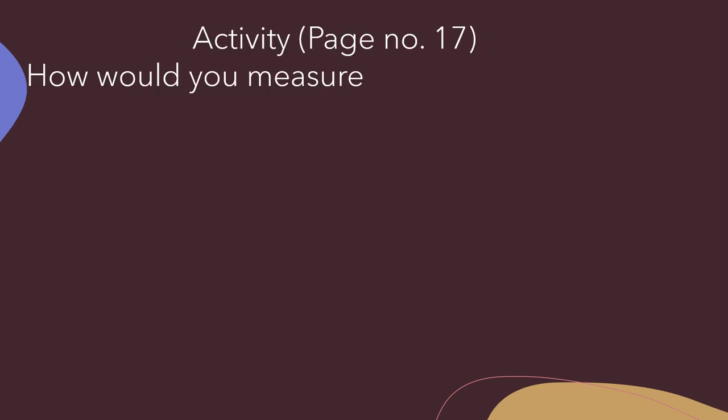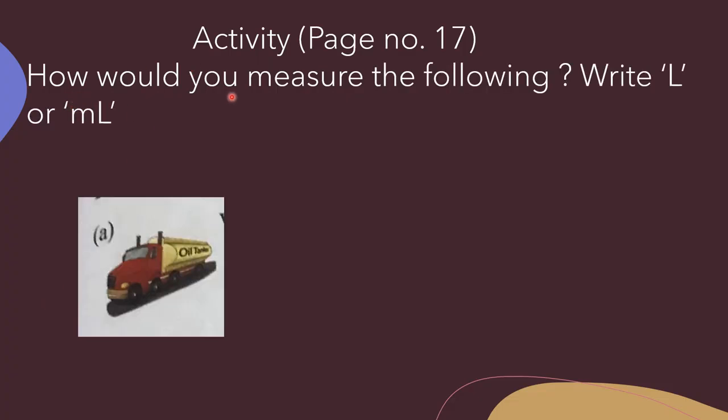Now beta, activity of page number 17. How would you measure the following? Write L or ml. Okay. Now beta, let's see what is given to us. There is an A part, oil tanker is given. Okay. Now what is our question? That is water or oil in a tanker. Now we have to tell that water or oil in a tanker, we can measure it in liters or milliliters.